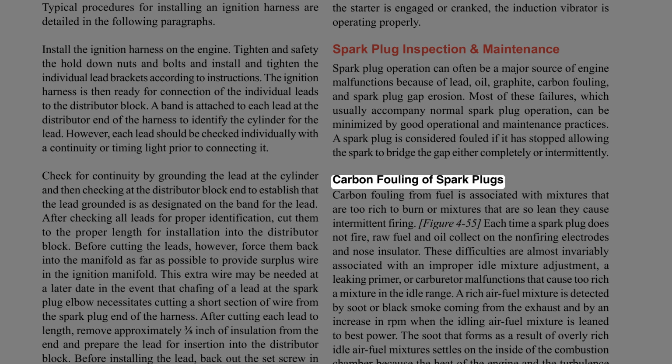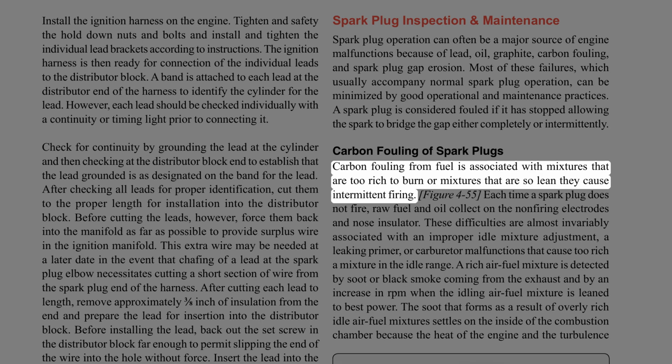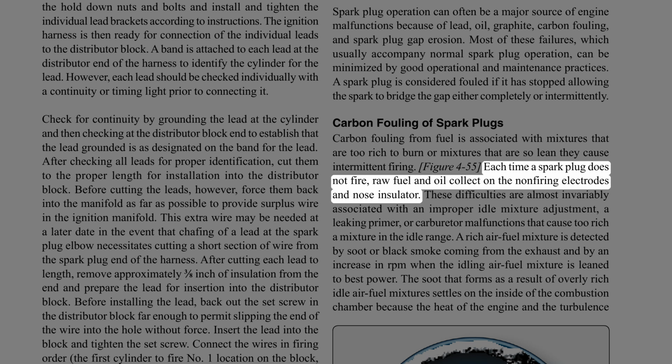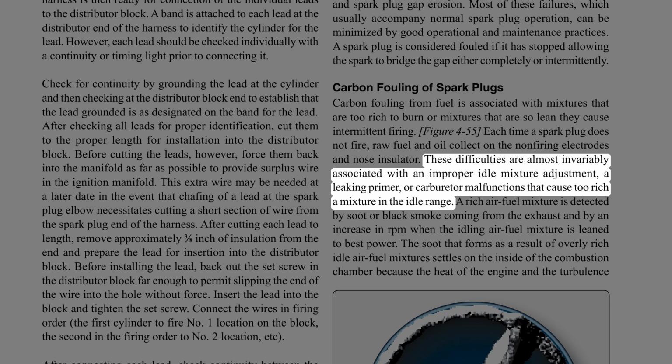Carbon fouling of spark plugs. Carbon fouling from fuel is associated with mixtures that are too rich to burn or mixtures that are so lean they cause intermittent firing. Each time a spark plug does not fire, raw fuel and oil collect on the non-firing electrodes and nose insulator. These difficulties are almost invariably associated with an improper idle mixture adjustment, a leaking primer, or carburetor malfunctions that cause too rich a mixture in the idle range.